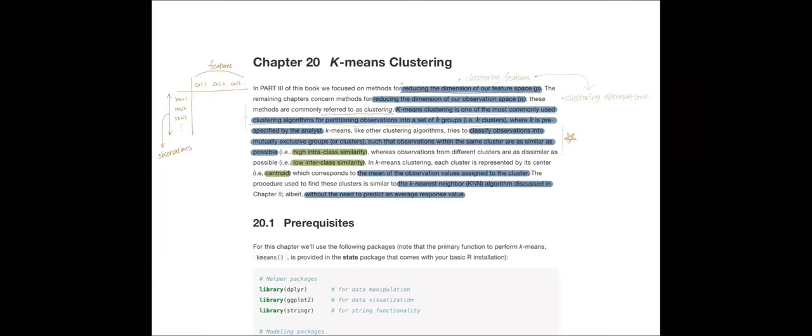And K-means clustering is, I would say, one of the unsupervised machine learning techniques. Can you see my writing clearly? Yes, I can see it. Yes, okay.